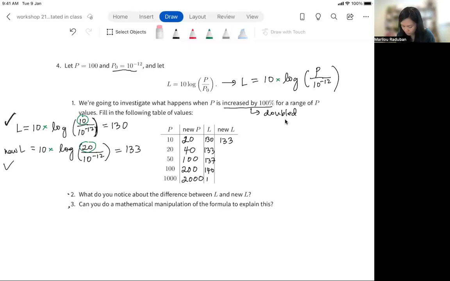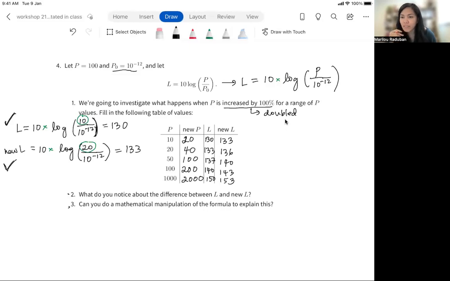137, 140, and then 150. Okay, and then for the new P, if you do the calculation using the second equation, you'll get something like this. Yeah, you get those numbers, and you can check that.